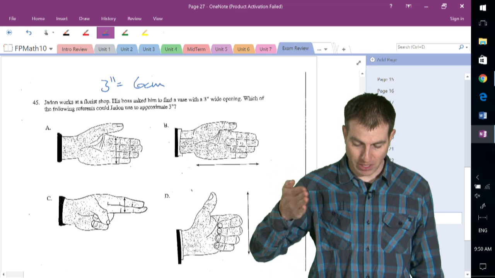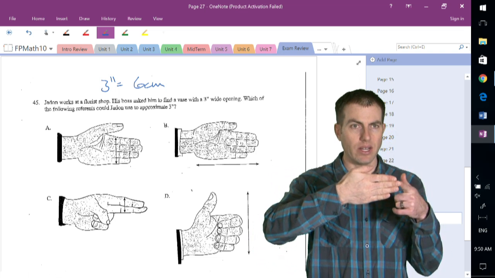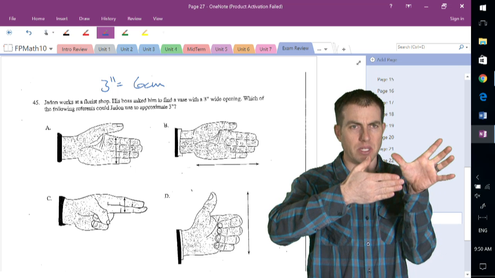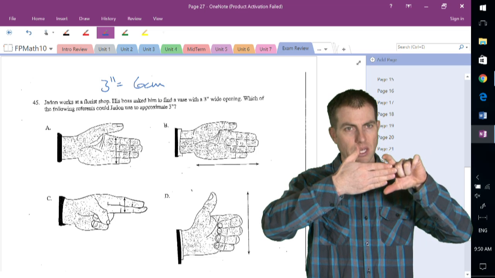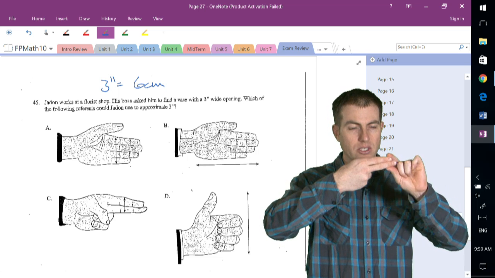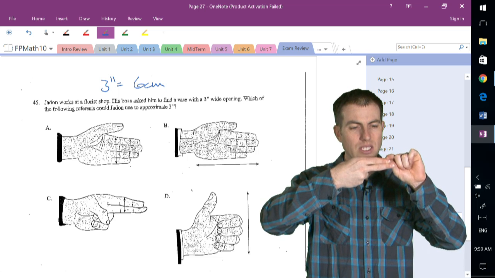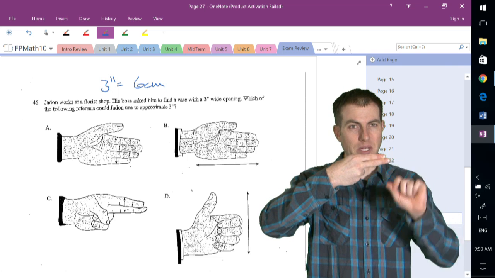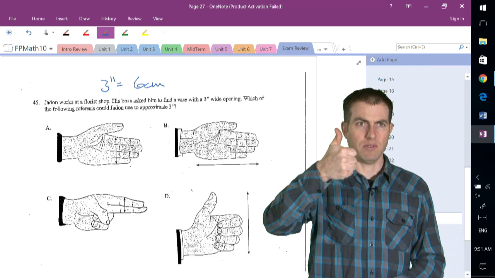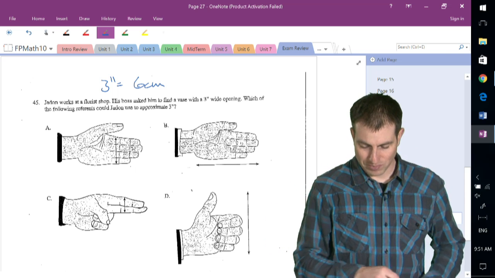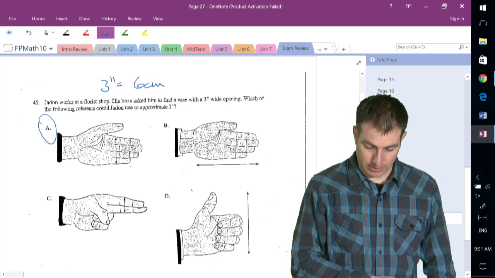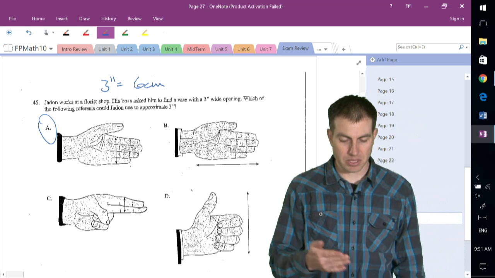If I took my whole hand from one end to the other, that's pretty big for 6 centimeters. That's really long. If I took that, that's pretty close, maybe the top to the bottom. If I took 2 fingers, if you think each finger is about a centimeter, that might be a little bit too short. And then if you take your whole hand, that might be too long as well. So I'm thinking the best referent is going to be A.